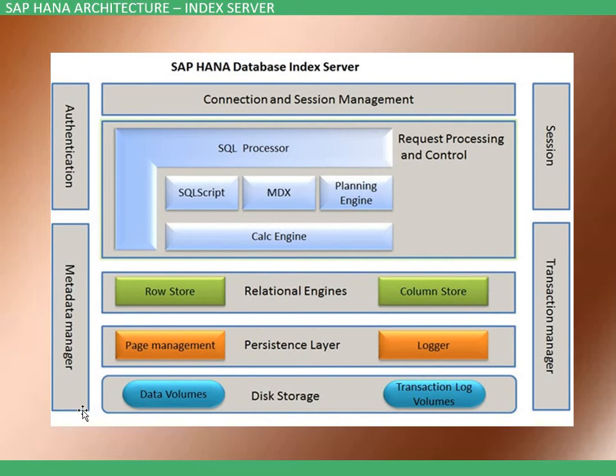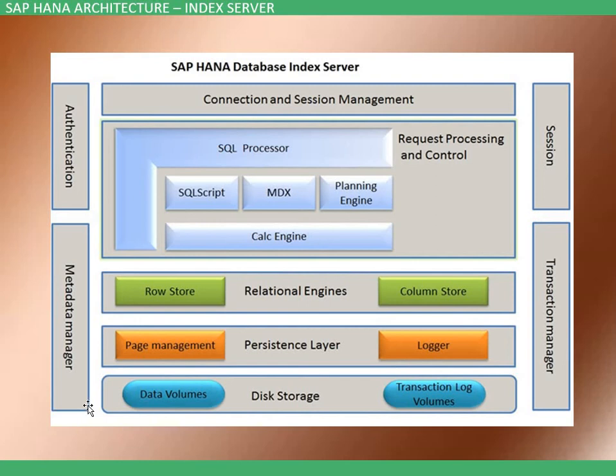There are relational engines which store the data in row and column storage. It has the persistence layer, which has the capability of page management and the logger. At the bottom, the index server has disk storage, the data stored in the data volume, and the transaction log. All the transactions are managed and controlled by the transaction manager. All the user privilege authentication is controlled through the authentication layer of the SAP HANA index server.